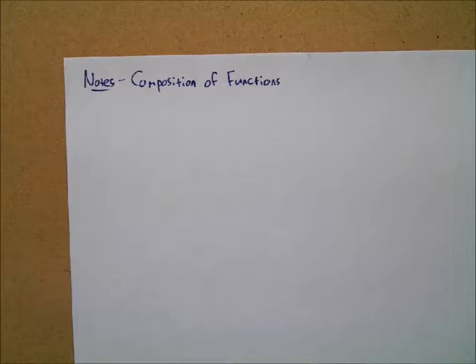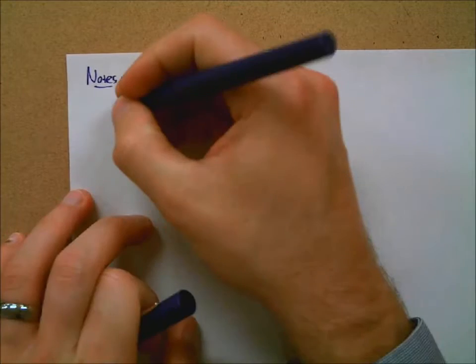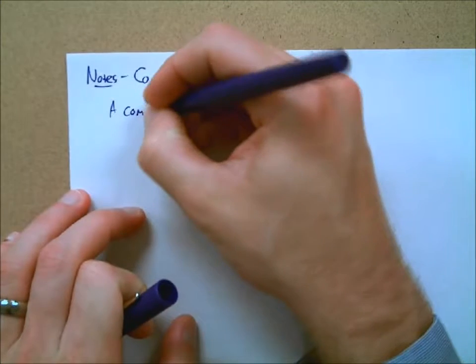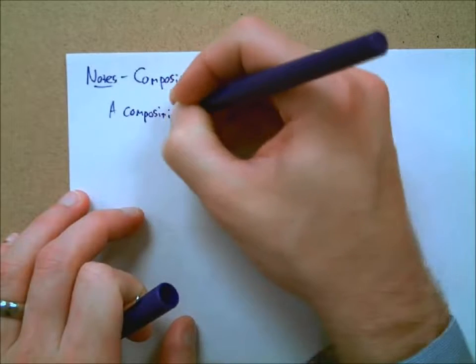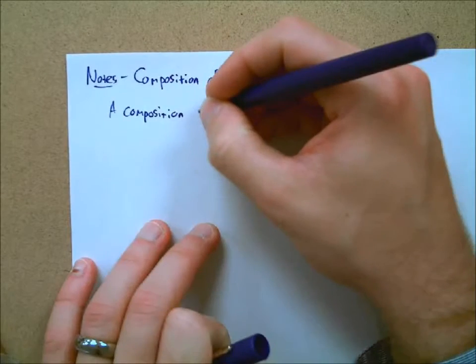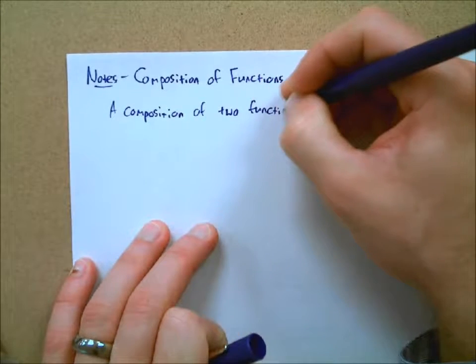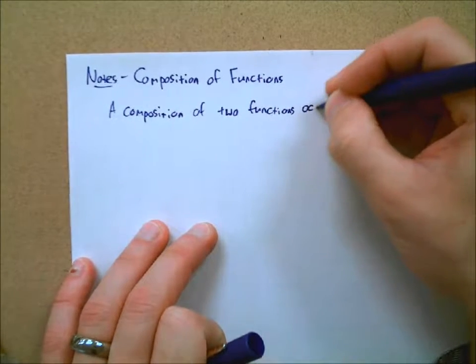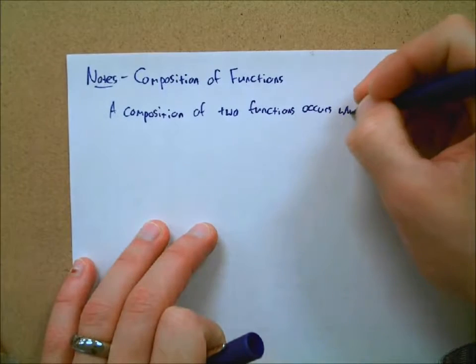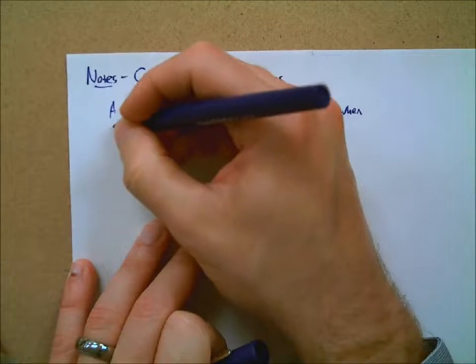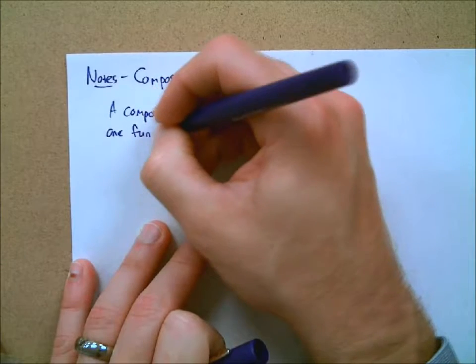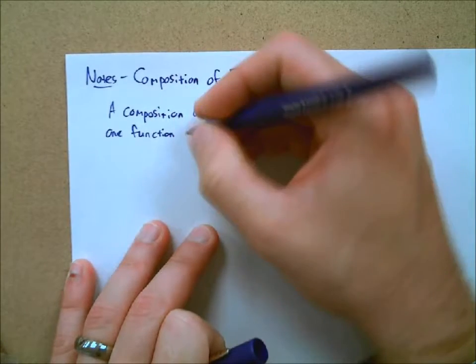So we've kind of already been doing composition of functions, believe it or not. A composition of functions, what is it? It's just when you have two functions and you plug one function into the other. So a composition of two functions occurs when one function is plugged into another function, or is substituted into another function.